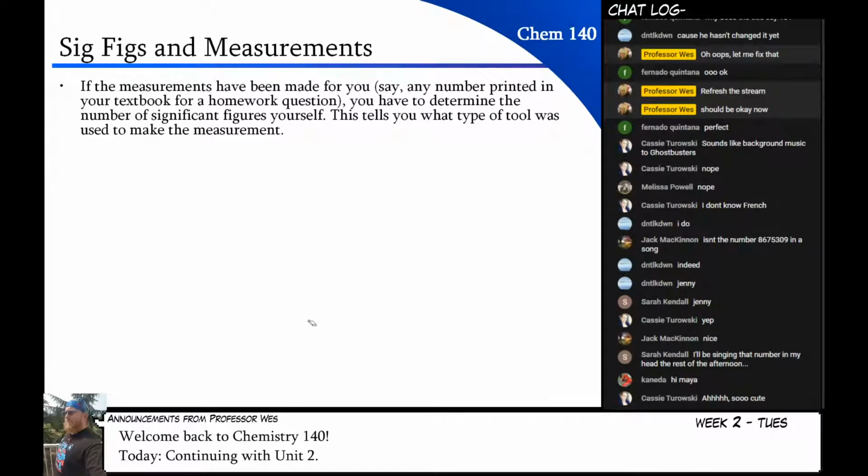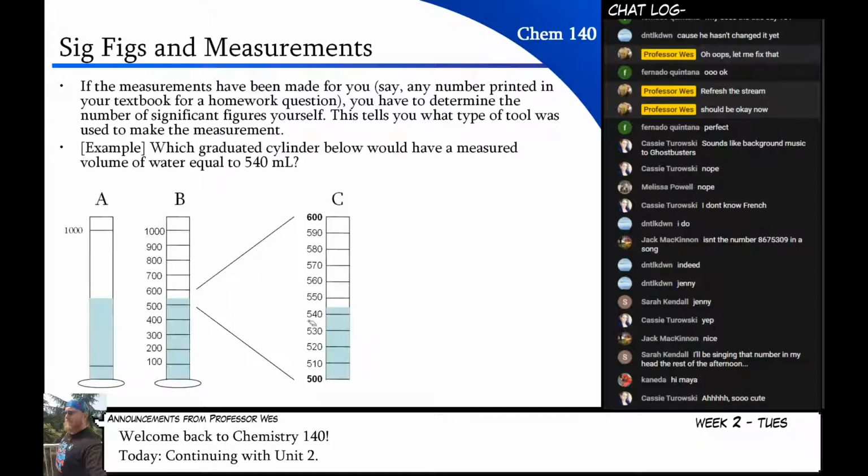Now, when you have a tool, and you use that tool to make a measurement, you will get a number that gives you a certain number of sig figs. But what if we want to go backwards? What if I give you a number and I want you to look at that number and imply information about the tool that you're using? Well, let's do an example of that and show how this thought process should work. So, for example, which of these graduated cylinders, and the answer could be all of them or some of them or none of them, or just one, which graduated cylinder, if you were to record the measurement from it, you could record a number of 540.